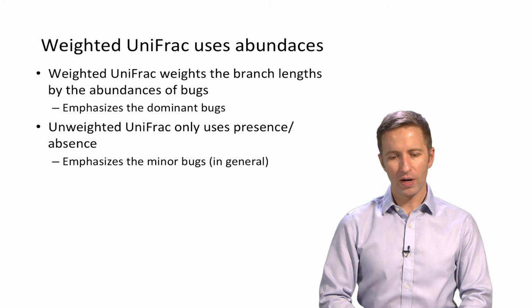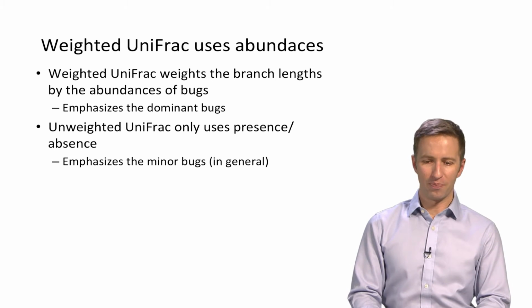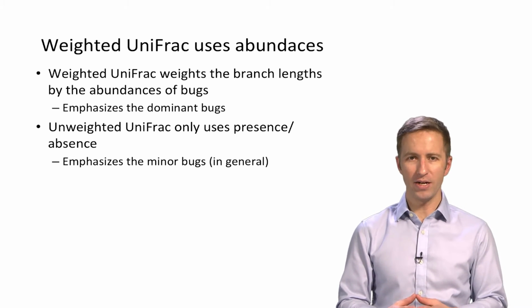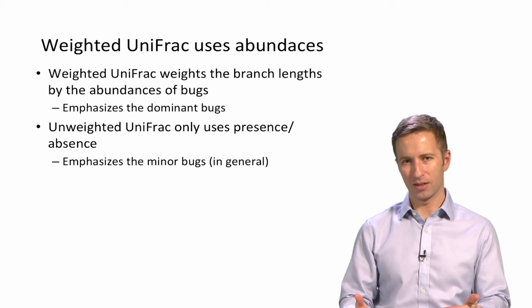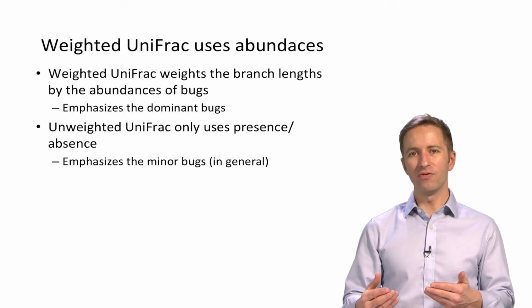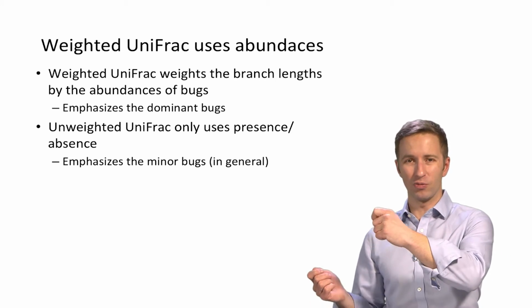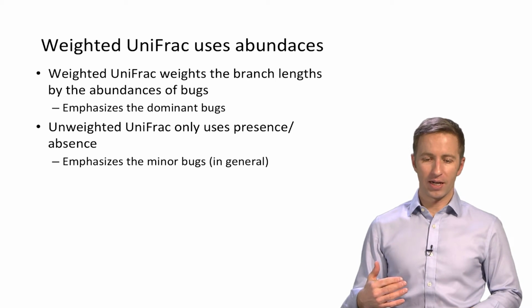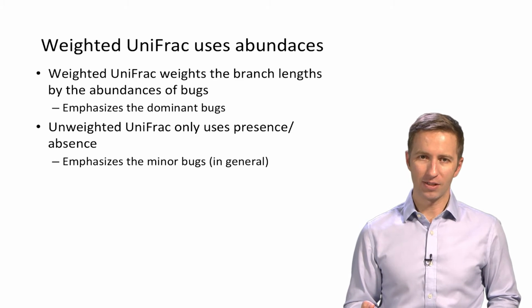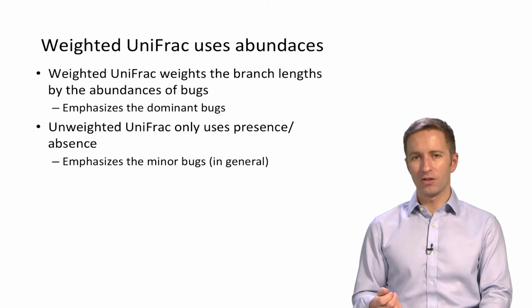Now, I mentioned weighted UniFrac uses the abundances of the bugs. So because of this, weighted UniFrac tends to place more emphasis on the dominant bugs. It's not going to be influenced much if you have some unique bugs that are really low abundance. Unweighted UniFrac, on the other hand, because it's only using presence and absence, it often emphasizes the rare bugs. So let's think about this.